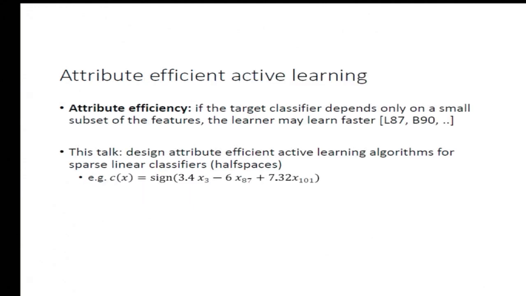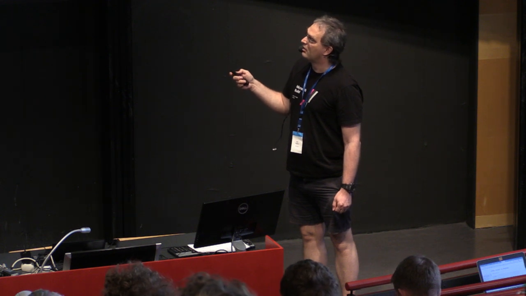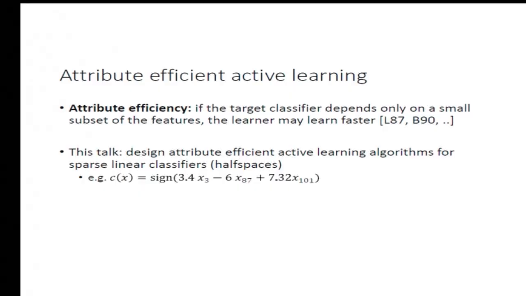So this particular paper is about attribute efficient active learning. We're thinking about situations where the correct predictor, the correct classifier, only depends upon a small number of attributes, or a small number of features. So it might look like sign of 3.4 x3 minus 6 x87 plus 7.32 x101.